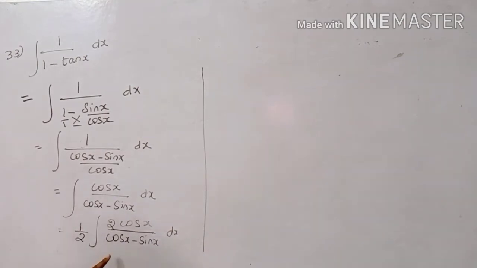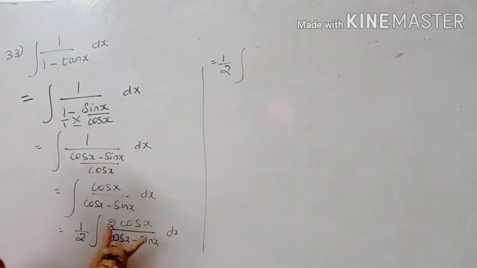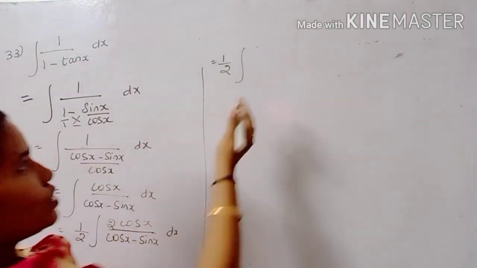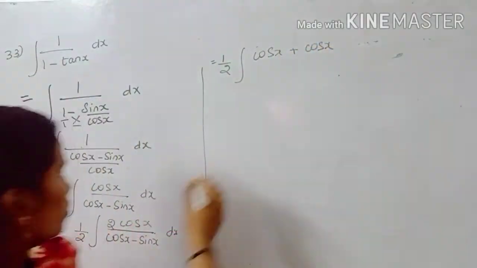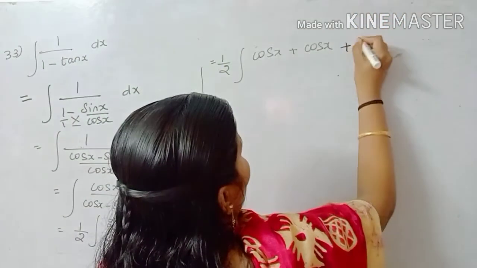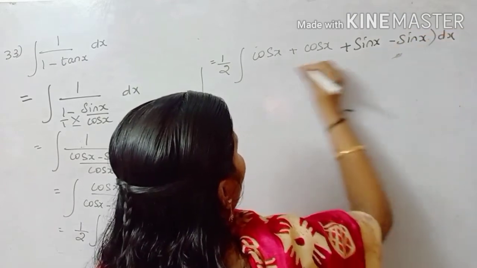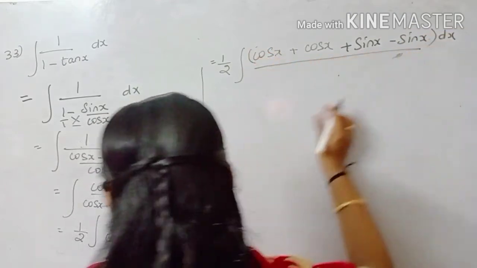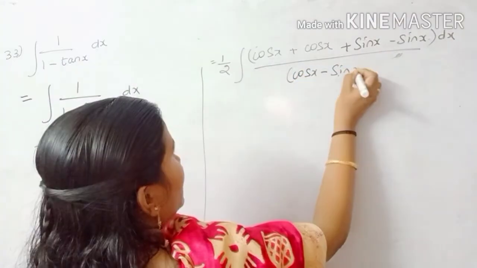So the next thing is 1 by 2. So this 2 cos x we can write as cos x plus cos x. Now I can add and subtract sin x, because in the denominator we have cos x minus sin x. So add and subtract sin x, so plus sin x minus sin x into dx divided by cos x minus sin x.